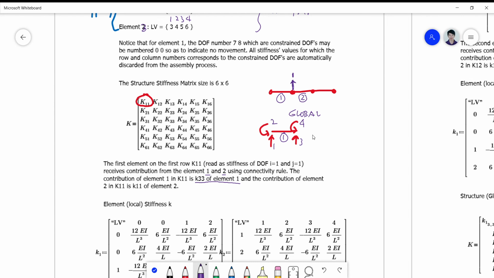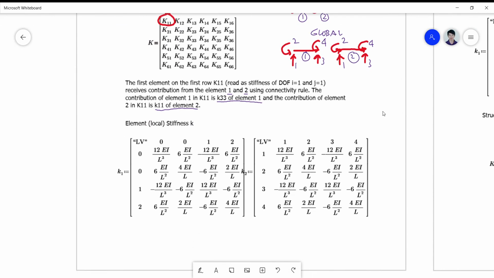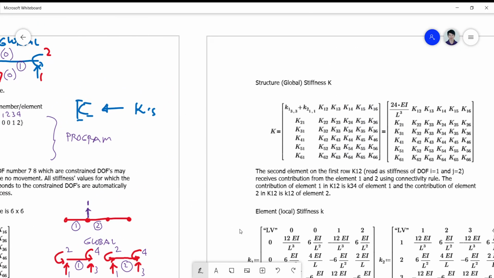Okay, and for element 2, which is 1, 2, 3, and 4, we have, okay, so this is element 2. Your connectivity is actually 1, 1 of element 2. So if we add the K33 of element 1 and K11 of element 2, this will constitute now your capital K11 of your structure stiffness matrix, which is simply this one. K33 of element 1 and K11 of element 2, which is what?